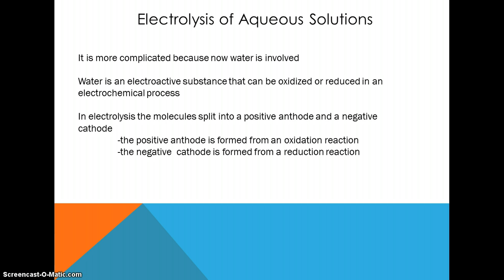Electrolysis in aqueous solutions is similar to molten salts, but is more complicated because now water is involved. Water is an electroactive substance that can be oxidized or reduced in an electrochemical process. In electrolysis, the molecules split into a positive anode and a negative cathode. The positive anode is formed from an oxidation reaction, and the negative cathode is formed from a reduction.